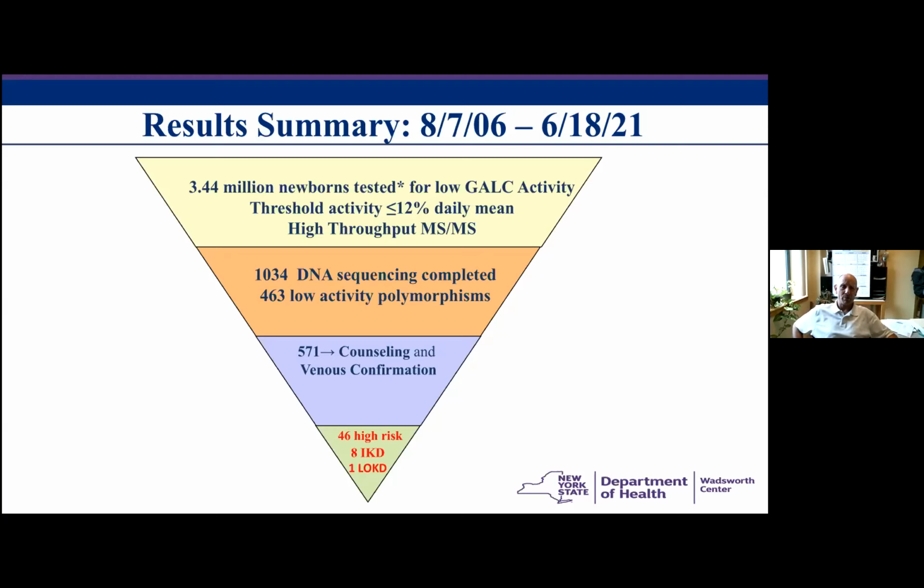So out of the 3.4 million, we have referred 571 babies. And then when we get down to the bottom of the pyramid, 46 of those infants have had high risk or were associated with high risk for Krabbe disease. I'll talk a little bit more about that in a second. And then 8 were infantile Krabbe disease, and 1 was a late onset Krabbe disease case. And the late onset was a fair amount later, where the child became symptomatic and has been transplanted.